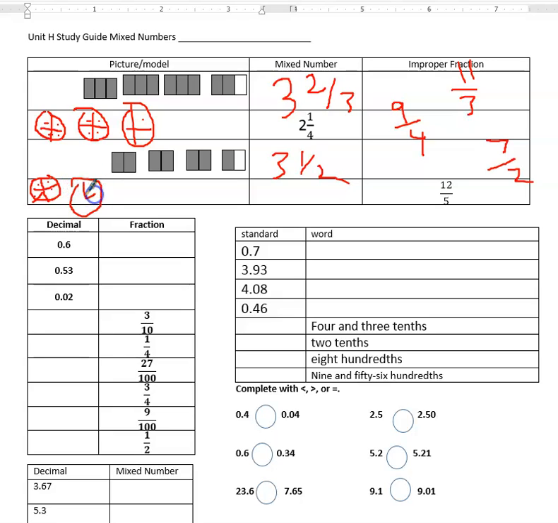Keep going. And I could have used rectangles if I wanted. 6, 7, 8, 9, 10 fifths. So it looks like I'm going to need one more. 11, 12 fifths. And I just count. There are 2 whole ones and 2 fifths of one.